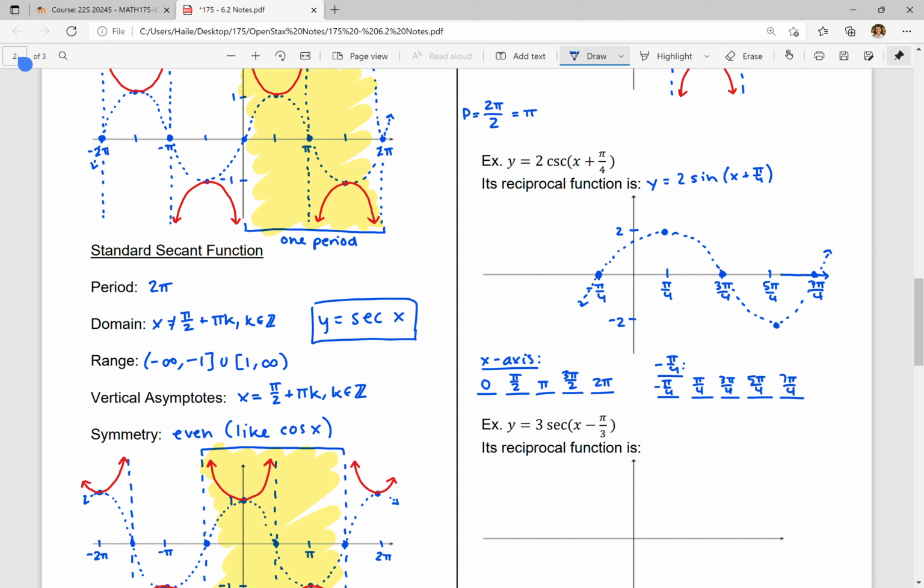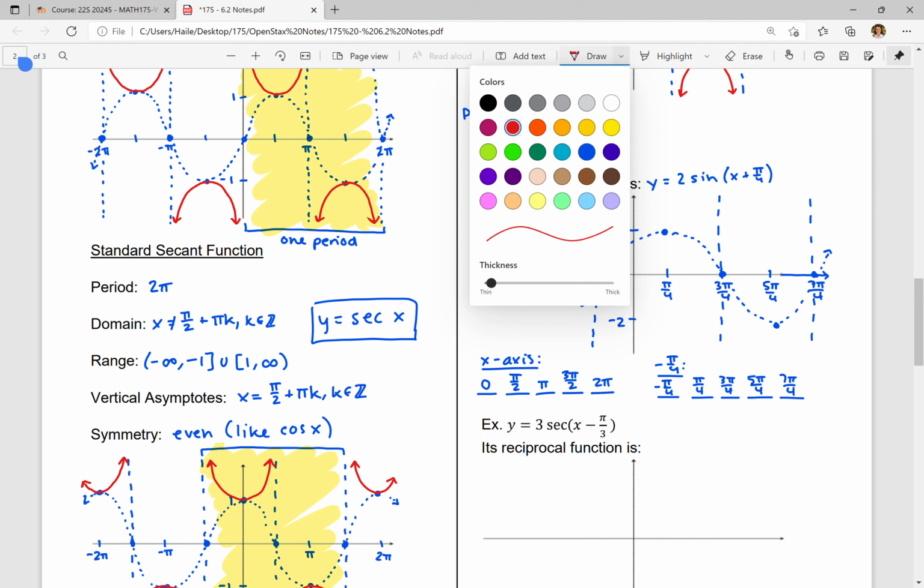Okay, so now that I have my sine curve, my next step is to draw in the vertical asymptotes, and these will occur everywhere that the sine curve touches the x-axis. So I'm going to draw those in. And then now finally I can graph my cosecant curve.